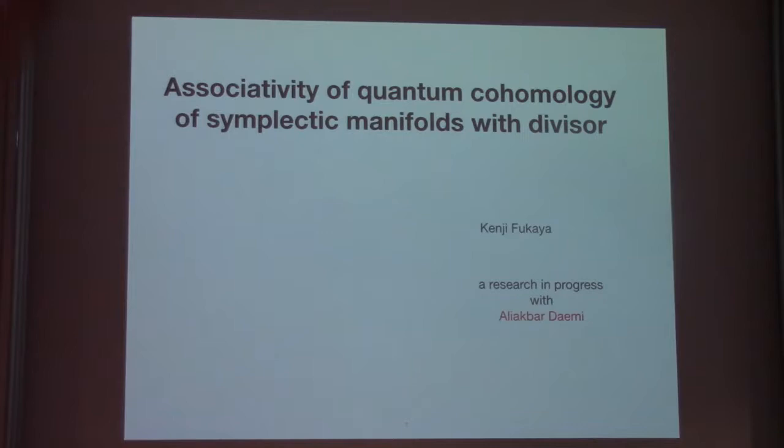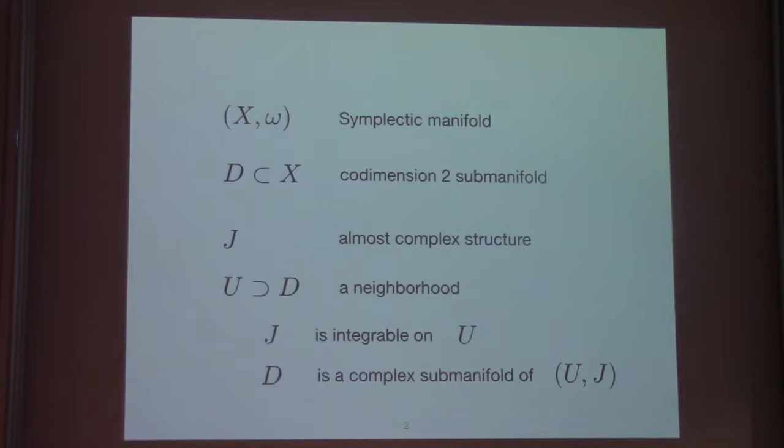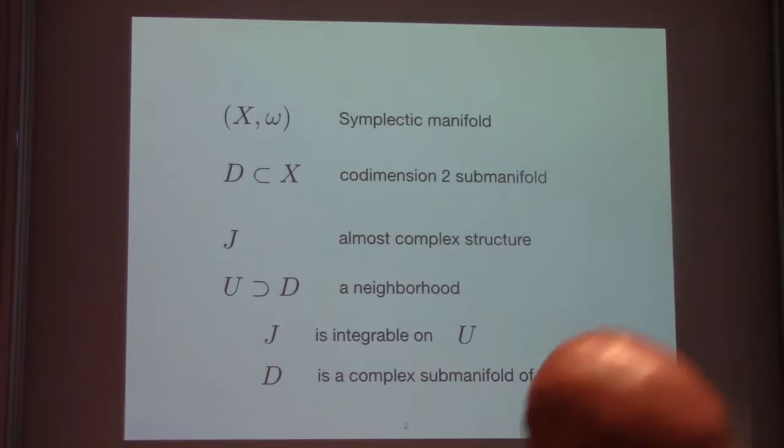Then I just want to explain the situations I want to work with. There is a symplectic manifold which is compact, and there is a codimension two submanifold D with almost complex structure which is integrable in the neighborhood of D, and it's a codimension two complex submanifold. If you do not like so much pure symplectic, you can just regard X as a Kähler manifold and D a smooth divisor.